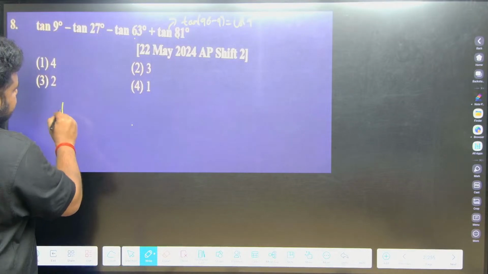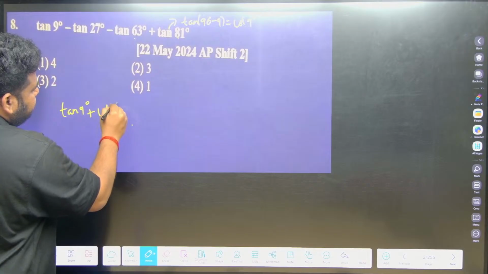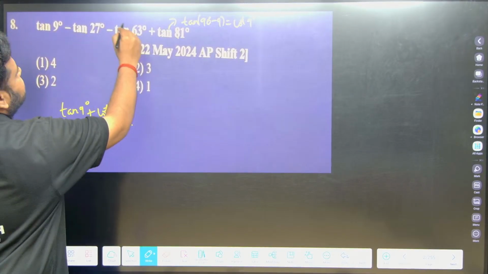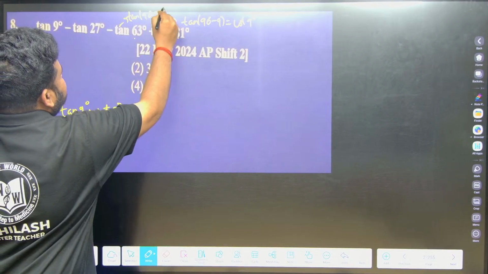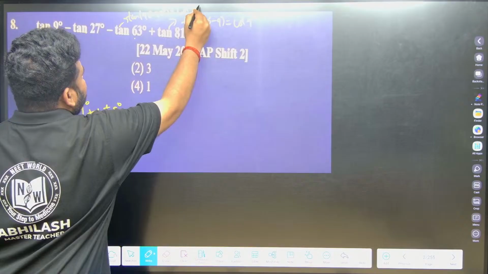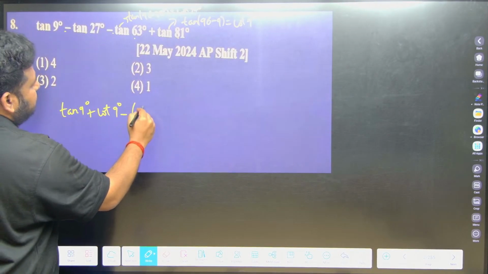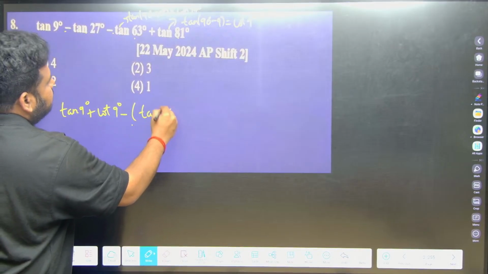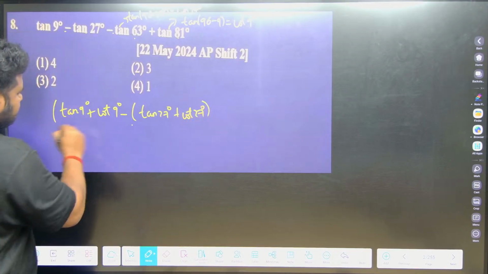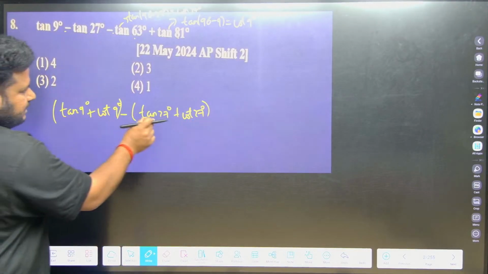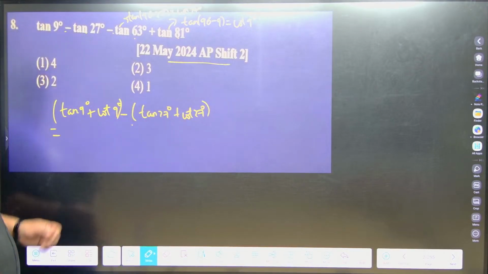So tan 9 degree plus cot 9 degree. Let me write it. Okay, so tan 27 is there, tan 63 is there. Tan 63 can be written as tan 90 minus 27, that is nothing but cot 27 degree. Here also minus is there. Let me take minus outside. I can write this as tan 27 plus cot 27. So we got two pairs, tan 9 cot 9, tan 27 cot 27. So this is a question from AP 2024.